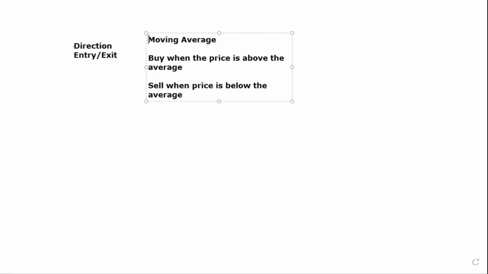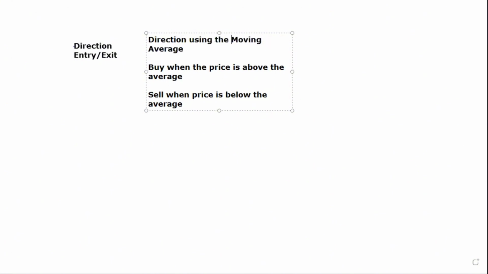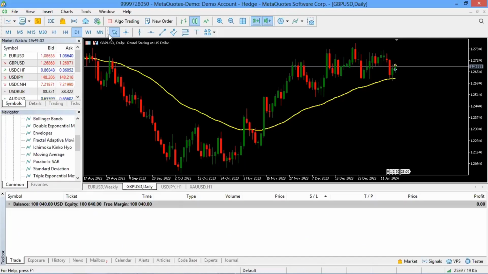So let me write: direction using the moving average. I believe it's not difficult to understand. Buy when price is above the moving average, sell when price is below the moving average. As simple as that. Then as time goes on, we're going to get details on entry. For now, just stick to one time frame.